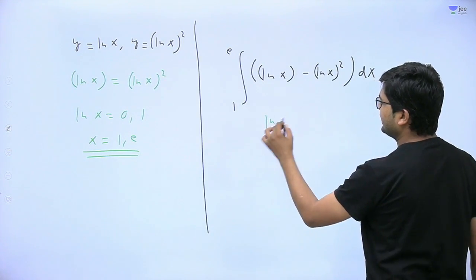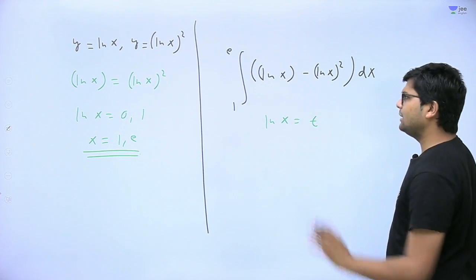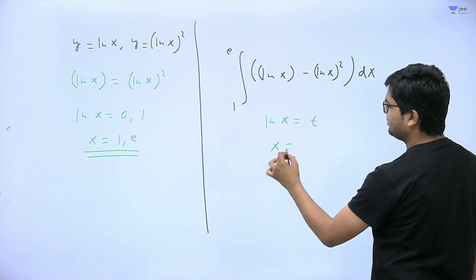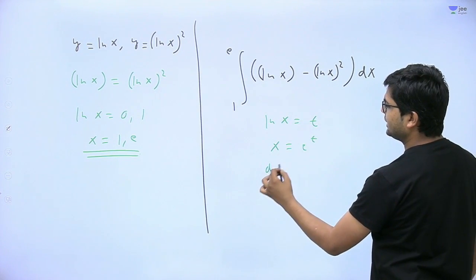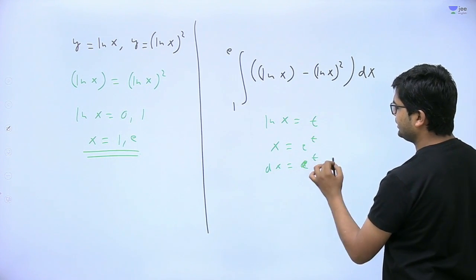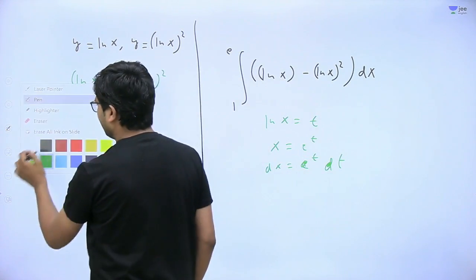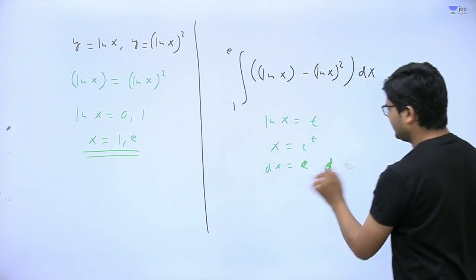I am putting ln x as t. You can either solve it directly by the Euler rule, but I am using substitution. So x will become e to the power t. Therefore dx will become e to the power t dt. Got my point? Yes or no? Very easy one.